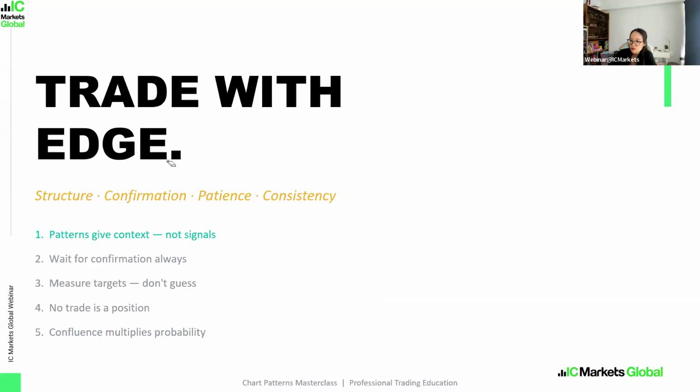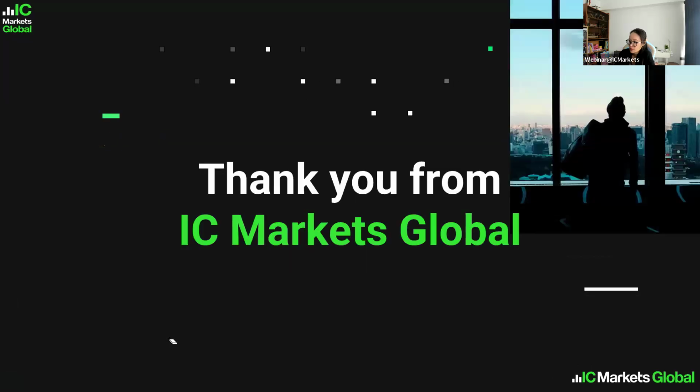Okay, so trade with the edge. Structure, confirmation, patience, and consistency. Always. Pattern gives the context, not the signal. Always wait for confirmation. Mark major targets, not just guessing. No trade, no position. Confluence of multiple factors gives you a high probability setup. Okay, that should be all for today, guys.